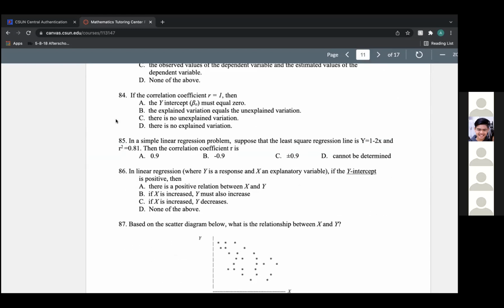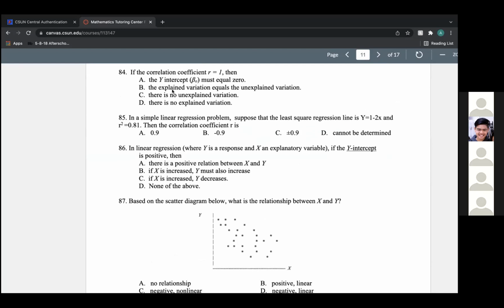84, if the correlation coefficient R is equal to 1, then A, B, C, or D? Is it C? It is C. Remember, R squared, which is also one, is how much the variation in y is explained by the variation in x. If r squared is equal to 1, then all the variation in y is explained by the variation in x, and we have no unexplained variation.